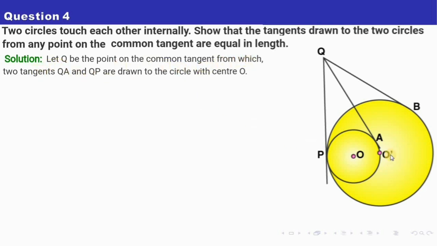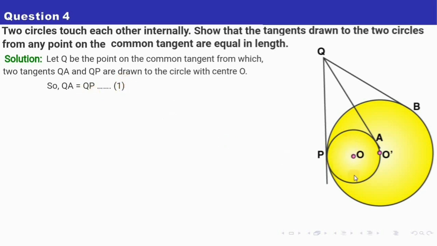There is a smaller circle with center O. If you discard the bigger circle and just think of the smaller circle, Q is lying external to it. From Q you are drawing two tangents, QP and QA, and both of them will be equal to each other. So we have QA equals QP. Let me call this equation 1.